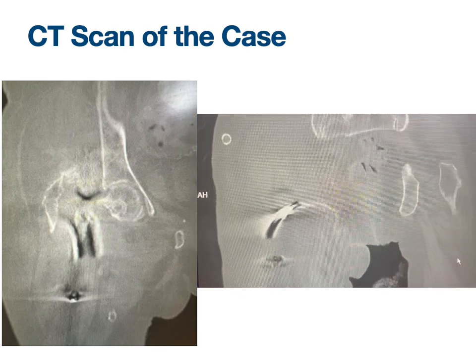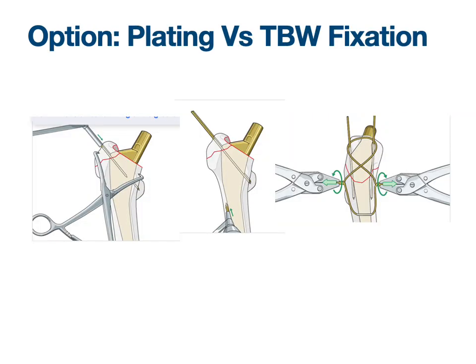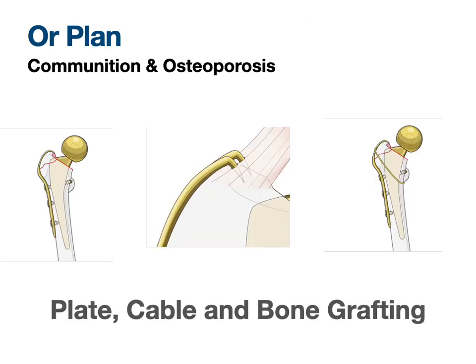Now, when we look at such a fracture, we have to look at various options that we have, and of course, the option is whether to plate or fix this abductor mechanism with TBW. So this is a simple thing where you are doing TBW. We know that the TBW converts the tensile forces into the compressive forces, and it's an invaluable tool in the armamentarium. Similarly, if there is comminution and a lot of osteoporosis, then we use a plate like a hook plate, and you can also do bone grafting.